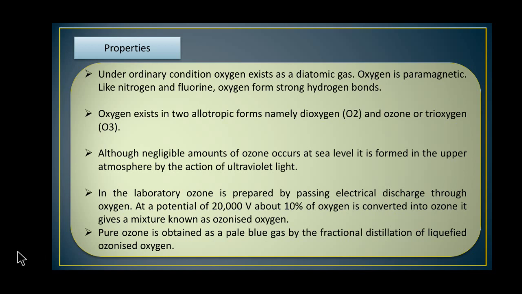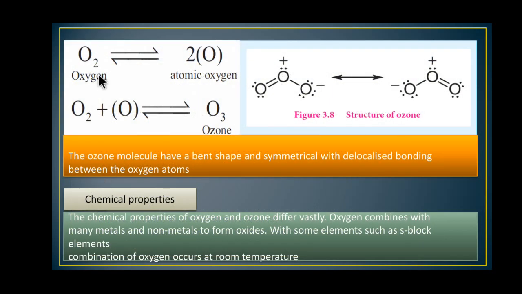Because in mineral water an excess of ozone is supplied, ozonide, that is the reason. Pure ozone is obtained as a pale blue gas by the fractional distillation of liquefied ozonized oxygen. Oxygen dissociates to form atomic oxygen. Further, atomic oxygen reacts with an oxygen molecule to give the product ozone. Okay. So the structure of ozone, O3, is the molecular formula of ozone.